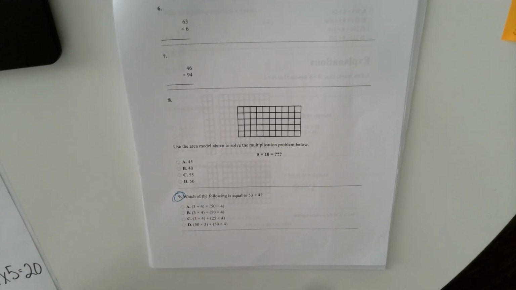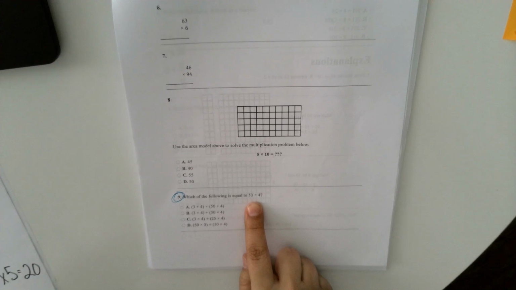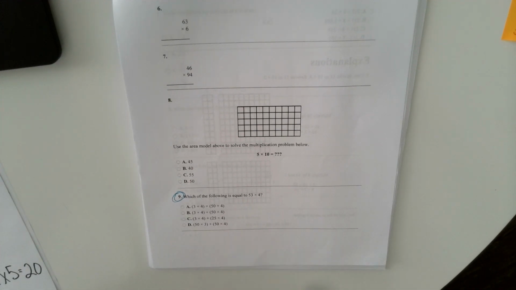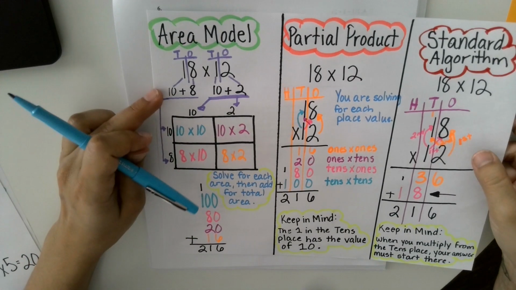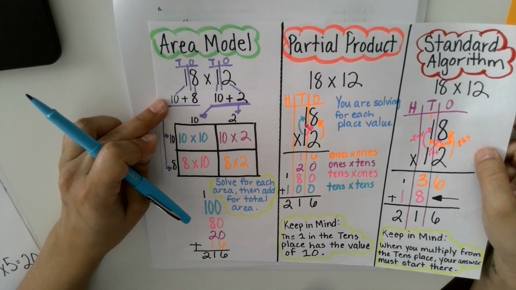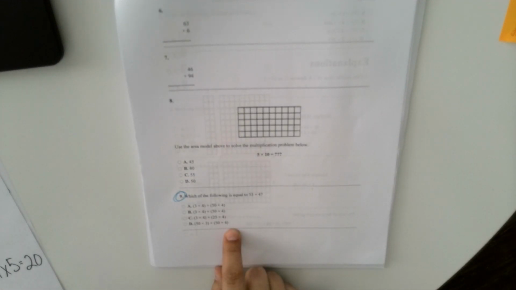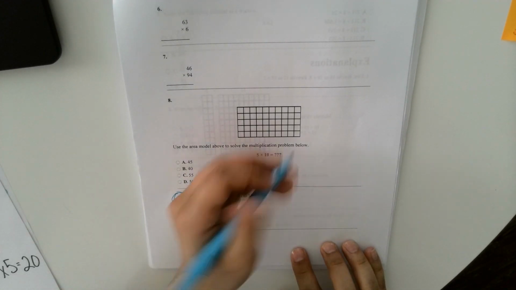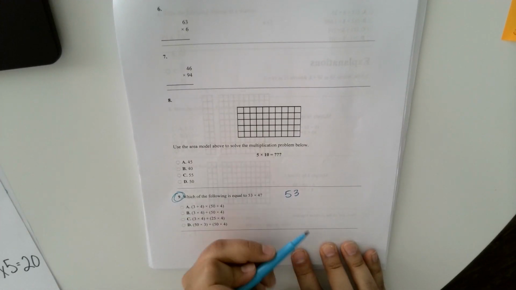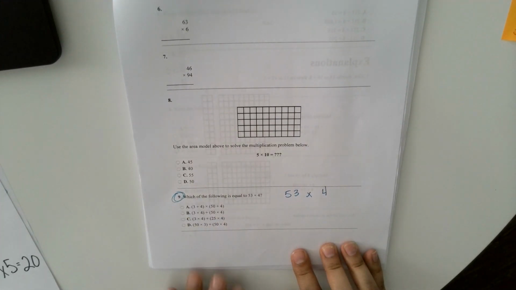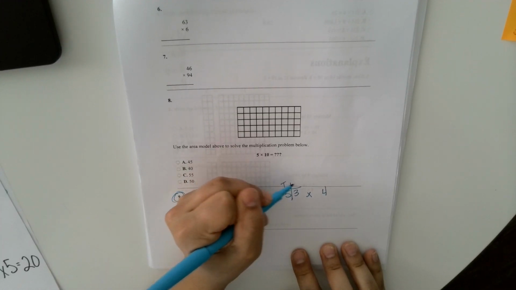So for number 9, this is actually a 2-digit problem times a 1-digit problem, but we could still solve it using area model. So this one is, which of the following is equal to 53 times 4? When we look at our answer choices, it kind of looks like what it looked like when we are separating our tens and ones place when we're solving using area model. So this tells me I can solve using area model here. So 53 times 4, okay, go ahead and separate that out, tens and ones.